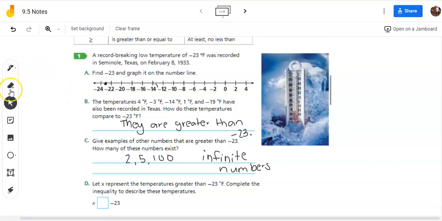And D. Now we're going to actually write an inequality here. So we're going to let x represent the temperatures, so there's a variable, that are greater than -23. Complete the inequality to describe these temperatures. All of these are greater than, so we're going to put the greater than sign right here. They made that way more complicated than it needs to be, but that's what it always does on Build Understanding to us. You're going to flip over to page 302.